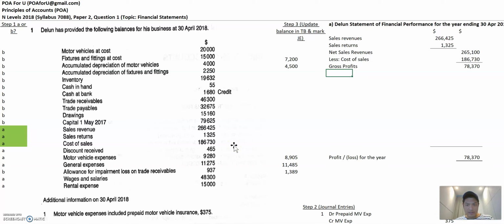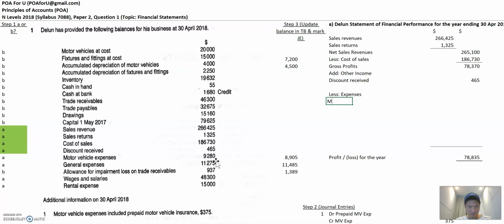Then we want to add other income. Do they have any other income? Yes, discount received is an other income, so we put here discount received. That amount is 465, and there's no more other income here. Then we continue with the other A's, less expenses.